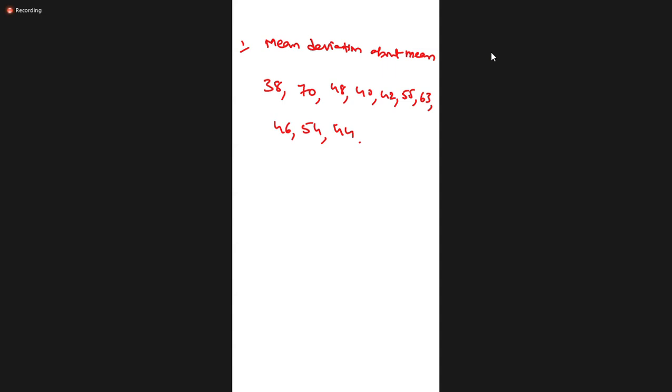So if everyone completes, I will move to next sum. Yes, sir. Okay, right. So third sum is question number 3: mean deviation about median. First two questions are based on about mean. Now here it is based on mean deviation about median. So data, given data.